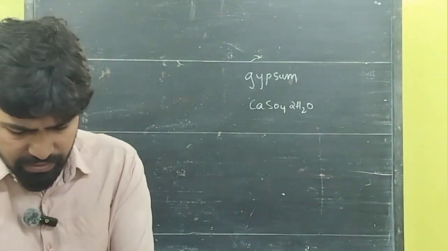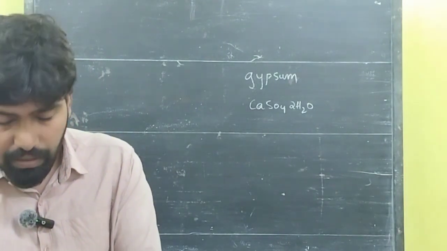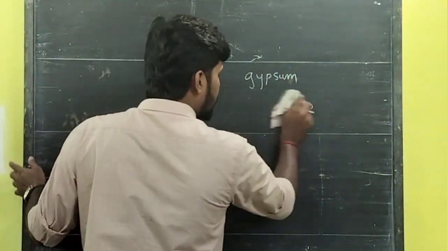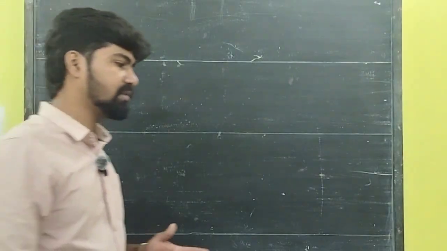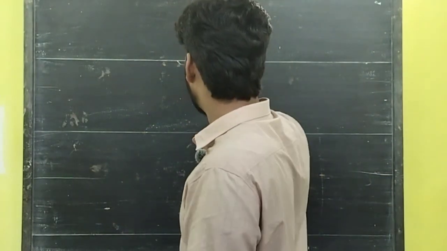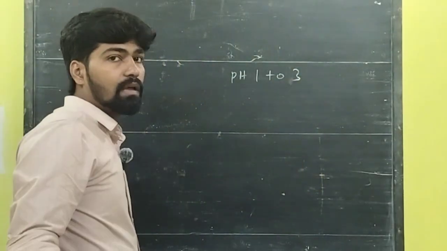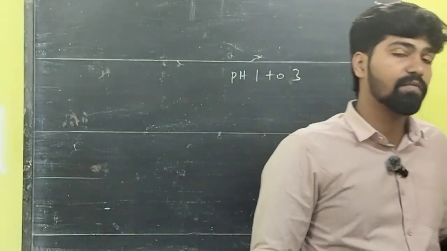Now the next thing in this is our digestive system. What is the pH range in our digestive system? Our digestive system has a strong acid present in our stomach, which is protected by a mucus. And the pH range of this acid is 1 to 3.